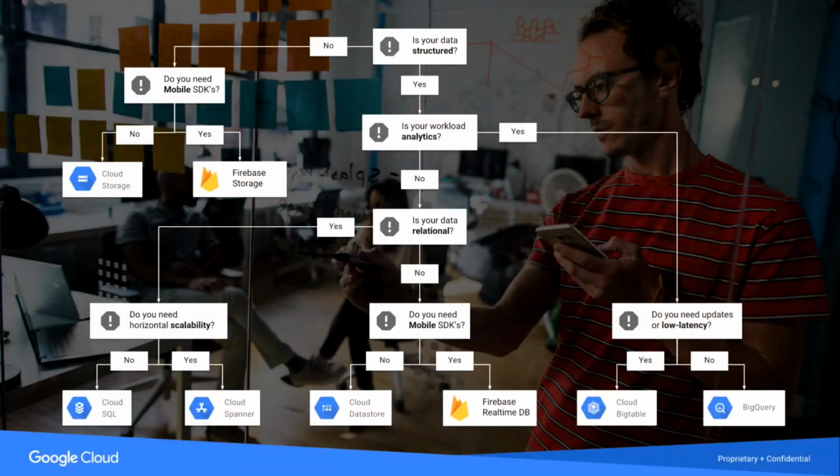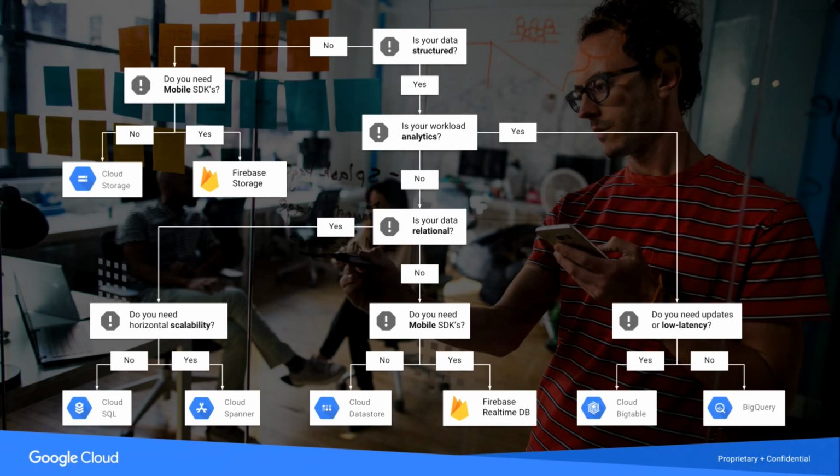Okay, now the all-important slide. How do you decide? This decision tree can help navigate through and narrow down what the best solution is. I will start at the top and walk through it. Is your data structured? We'll go to the left if the answer is no, so it's unstructured, file-based data. Effectively it's going to end up in Cloud Storage.